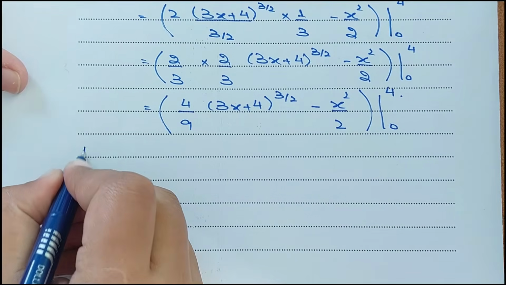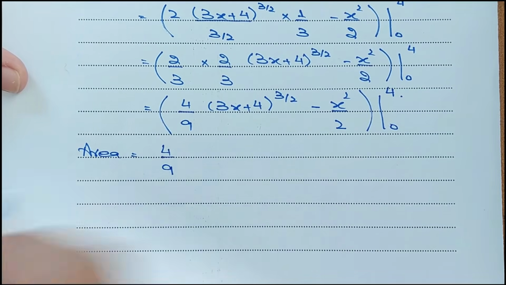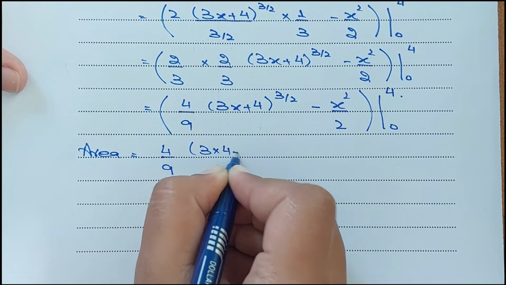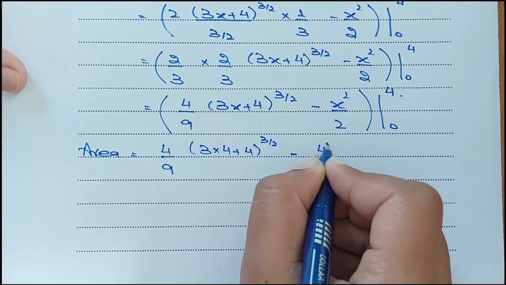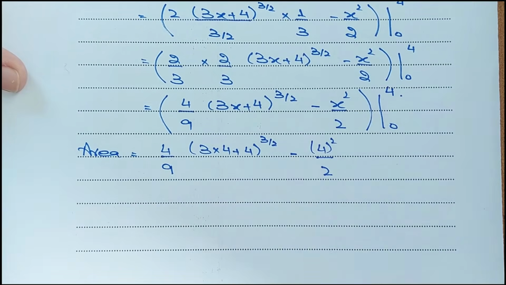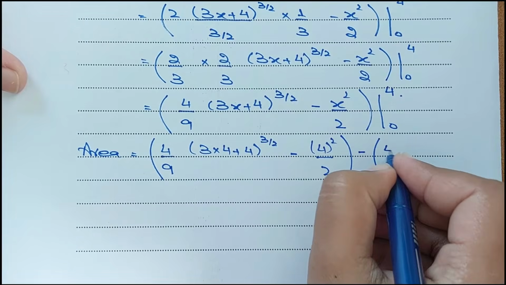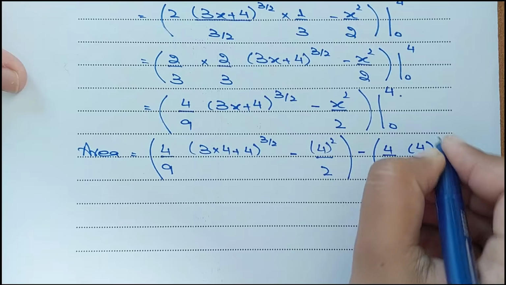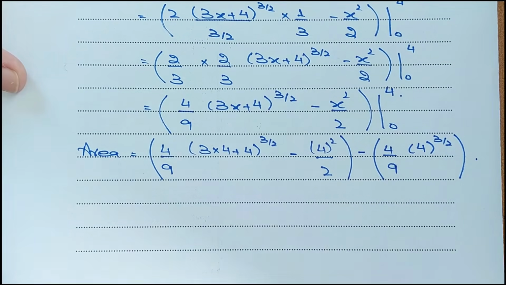Now let me substitute the limits. Area is equal to 4 over 9 times 3 times 4 plus 4 to the power 3 by 2, minus 4 squared over 2. That is the upper limit. Subtract the lower limit: 4 over 9 times 3 times 0 is 0, so we have 4 to the power 3 by 2, and minus 0 is just 0.